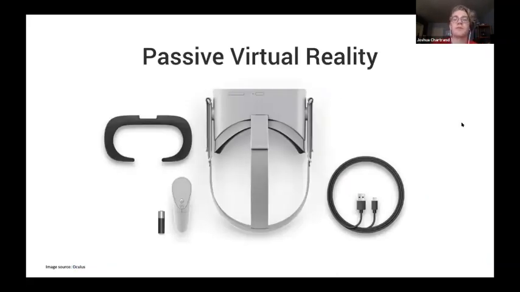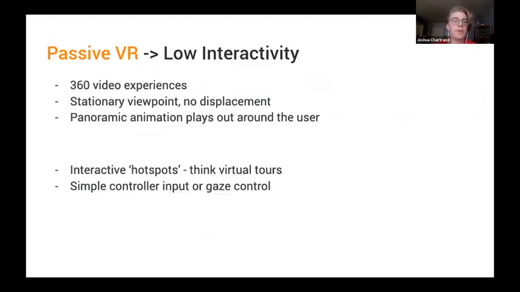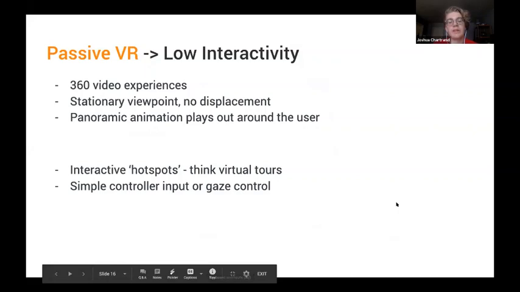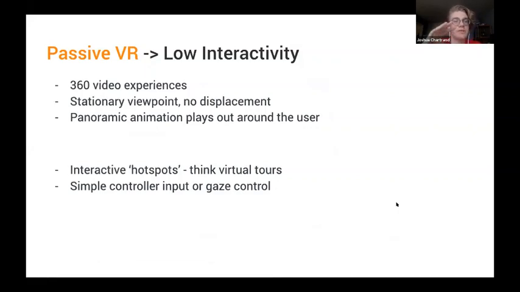There's 2 main forms of virtual reality, passive and active VR. So when we're talking about passive VR, it's really about low interactivity, 360 video experiences. These are experiences where the user has a stationary viewpoint. They can't actually move around, but they can look all around them. So usually a panoramic animation plays out around them. As far as interactivity, usually there's some sort of hotspots similar to a virtual tour, and some sort of simple controller input or a gaze control. So the user can look at part of the video and then that'll activate another part of the animation.